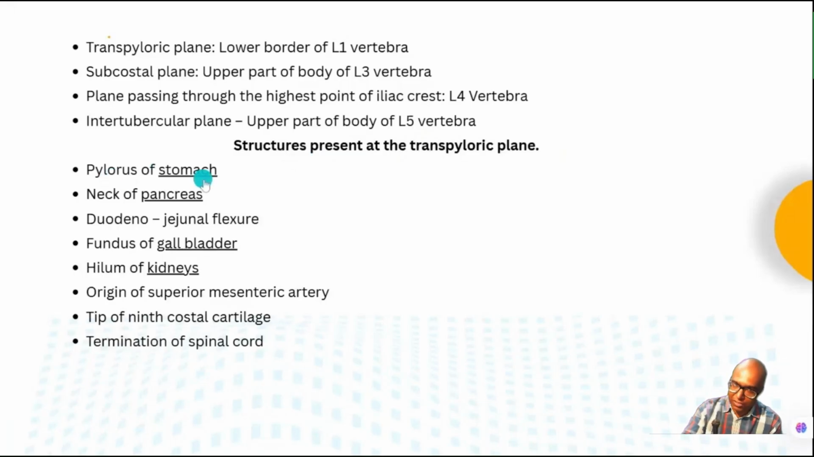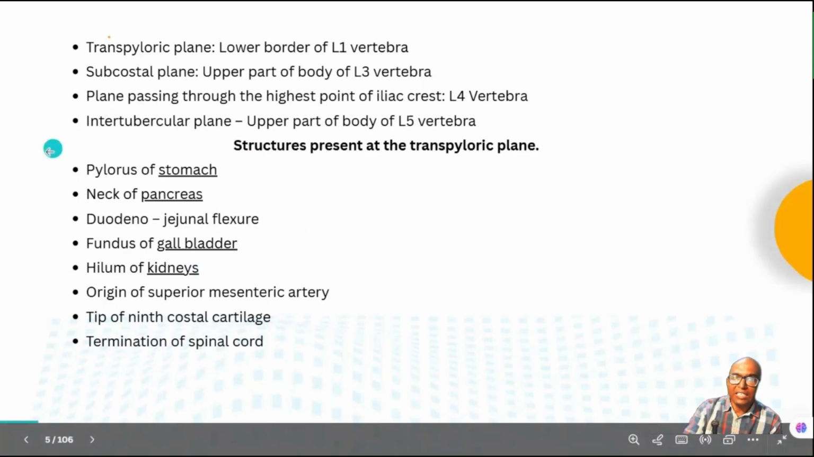These are the pylorus of the stomach, neck of the pancreas, duodenojejunal flexure, fundus of the gallbladder, hilus of the kidney, origin of the superior mesenteric artery, tip of the 9th costal cartilage, and termination of the spinal cord. So these are the structures which are present at the transpyloric plane.